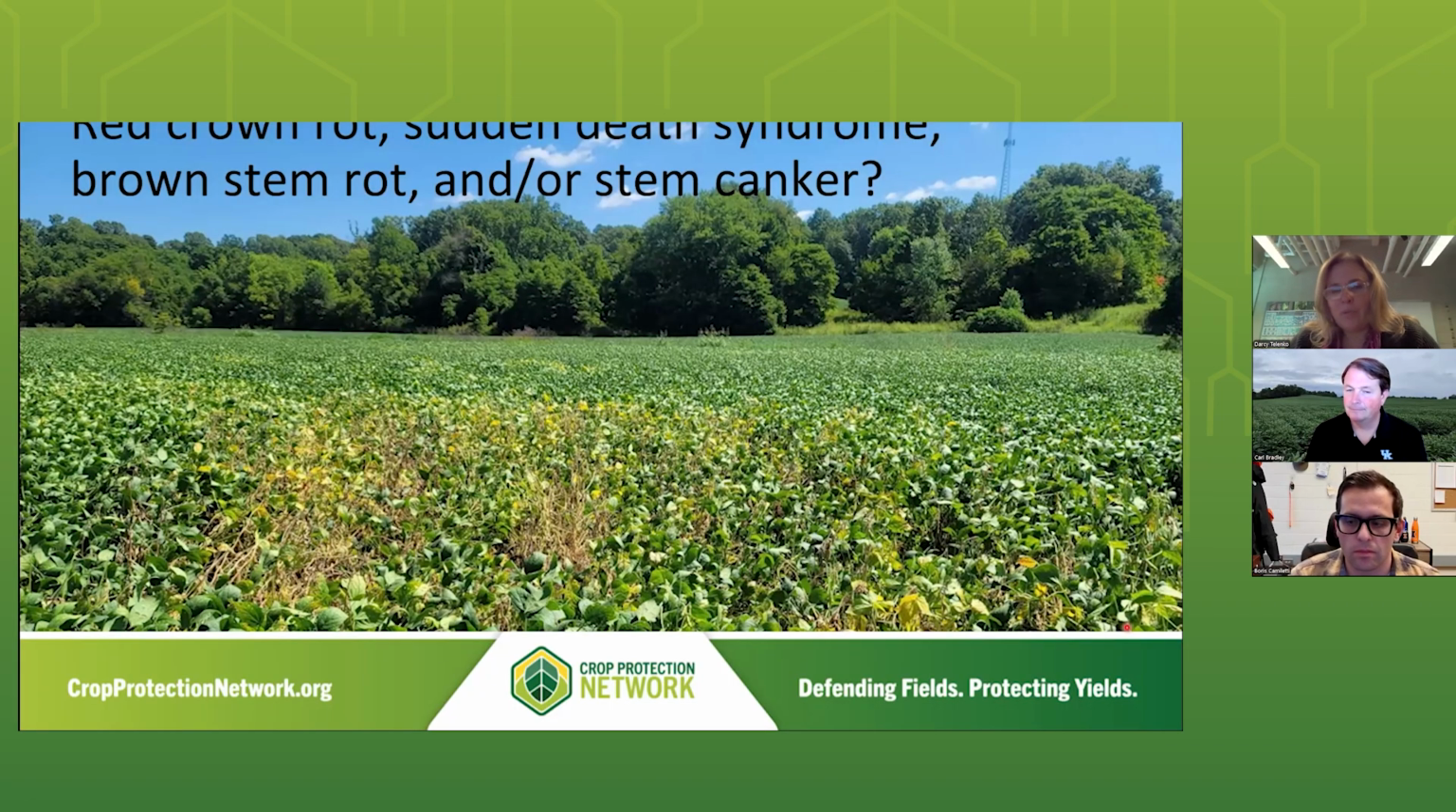And I guess as we move towards the future, the important thing is understanding what's going on in your field, and do you have red crown rot, or is it something else? And so that's kind of this picture I'm showing here. If you're doing a drive-by of one of your fields, and you see this yellowing area, the question is, what could it be?